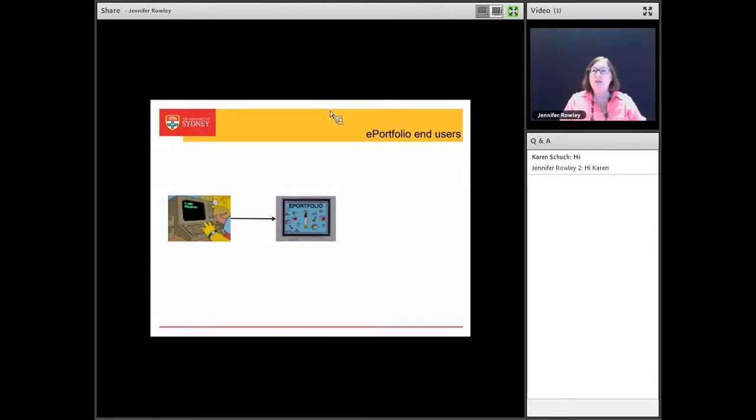So who is the ePortfolio really for? Well, for me, the ePortfolio is for the students. It's a process where they learn to evaluate, synthesize, transfer, reflect, and positively engage in their learning.